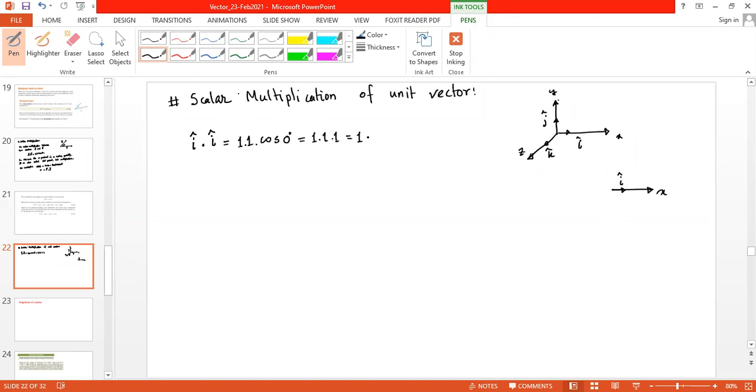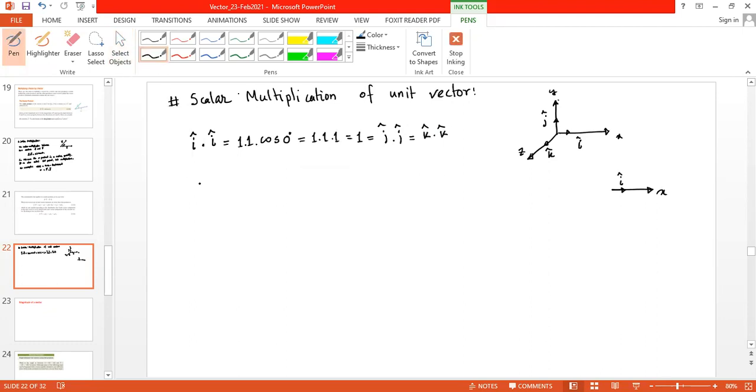And the same thing will happen if you multiply j dot j or k dot k. That means I dot I or j dot j or k dot k equals 1, right? This is the one thing.